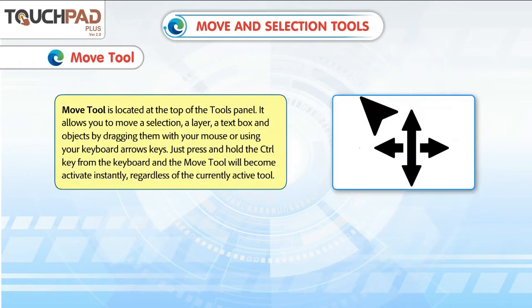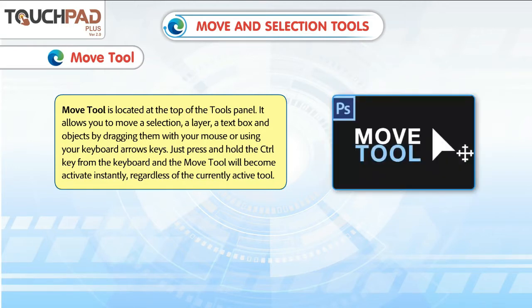Move Tool. Move Tool is located at the top of the Tools panel. It allows you to move a selection, a layer, a text box and objects by dragging them with your mouse or using your keyboard arrow keys. Just press and hold the Control key from the keyboard, and the Move tool will become activated instantly, regardless of the currently active tool.